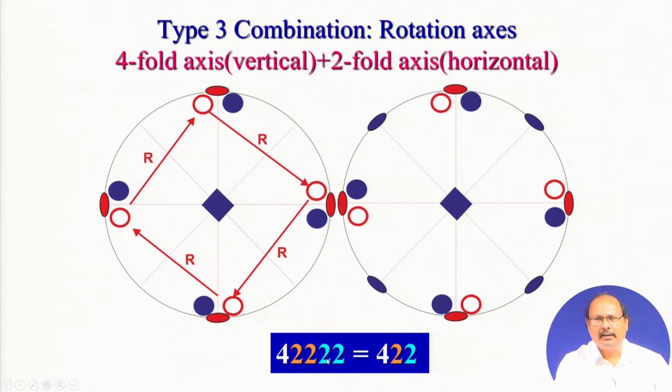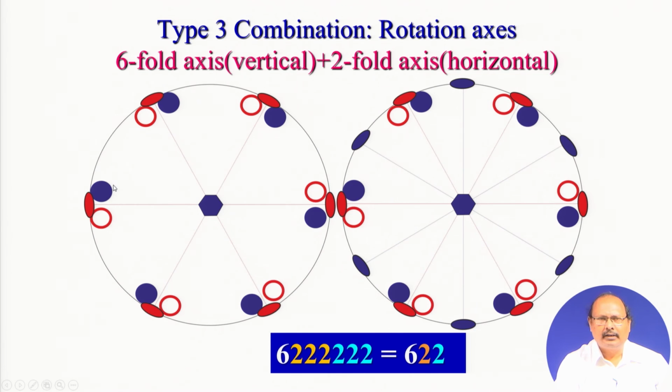So, what happens here? A total of 4 horizontal two-fold axes are present, but they occur in 2 sets. I have shown it through different colors. In each set there are 2 in number, and the angle between the horizontal two-fold axes in a set is 90 degree, but the angle between the two-fold axes in the 2 groups is 45 degree. That is why we give this symbol 4 2 2, to distinguish 2 different varieties of horizontal two-fold axis symmetry.